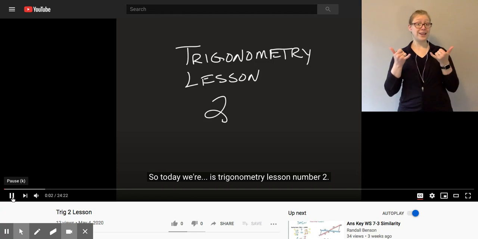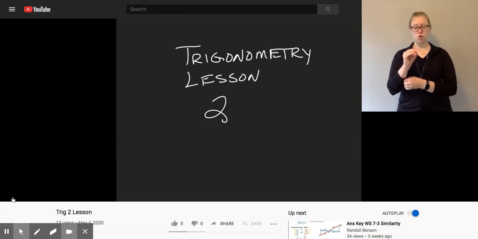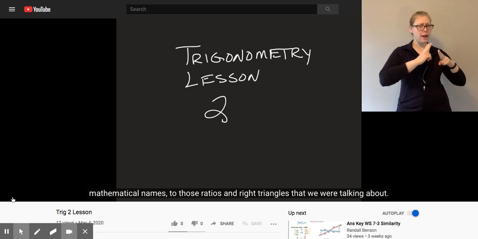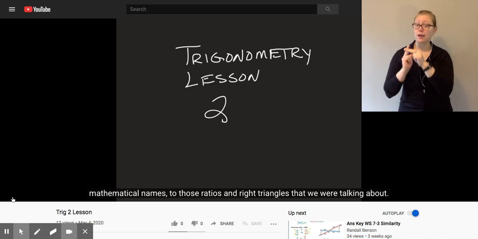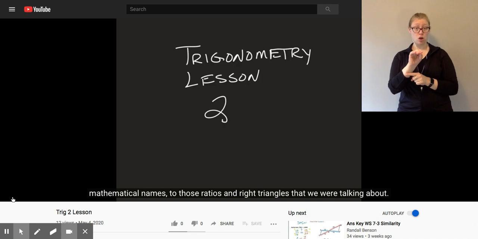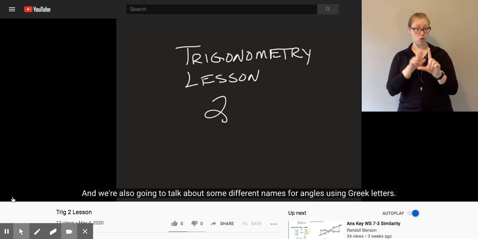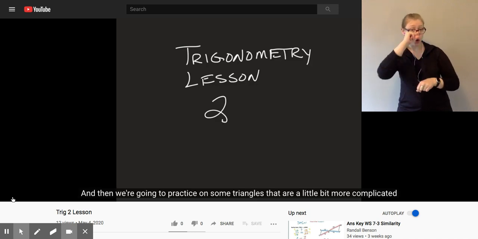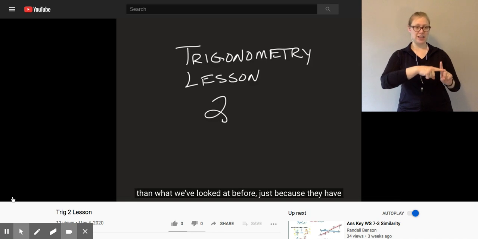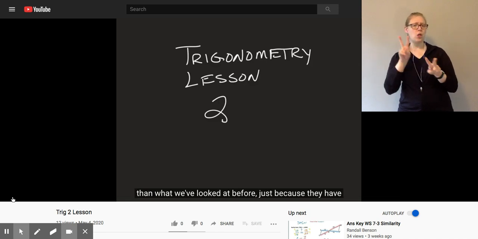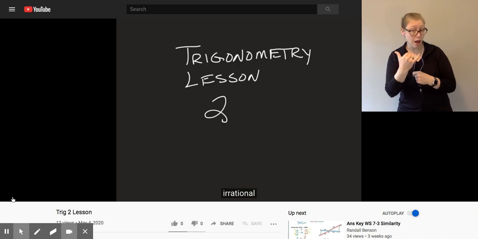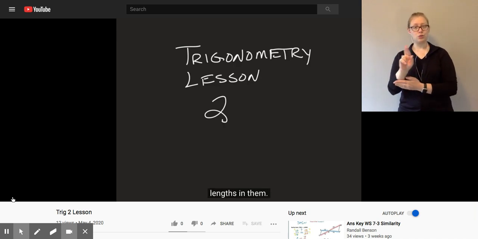Today is trigonometry lesson number 2. What we're going to do today is give the mathematical names to those ratios in right triangles that we were talking about. We're also going to talk about some different names for angles using Greek letters. And then we're going to practice on some triangles that are a little bit more complicated than what we've looked at before, just because they have some irrational lengths in them.